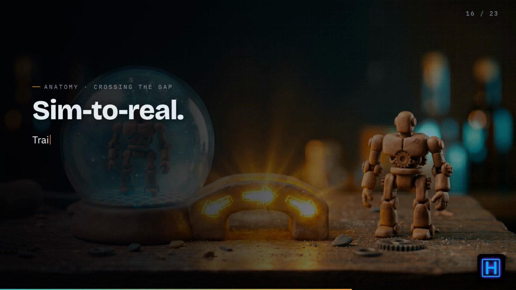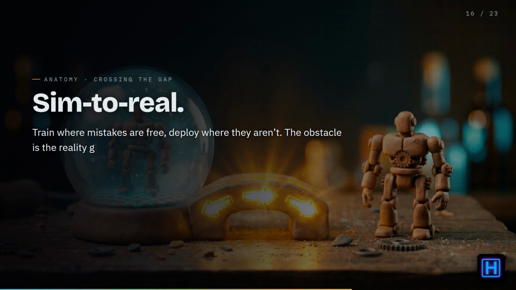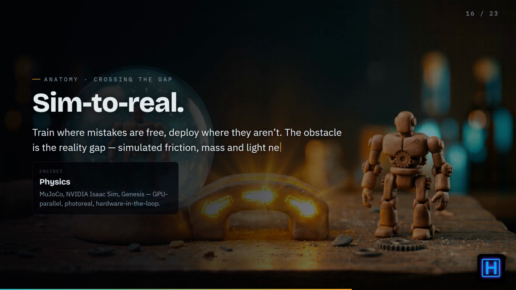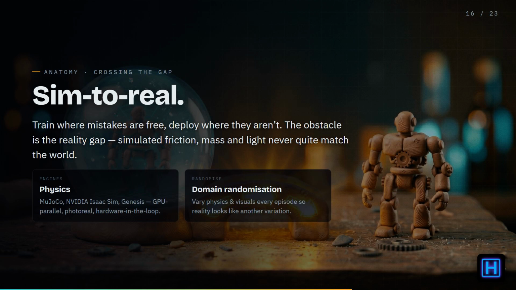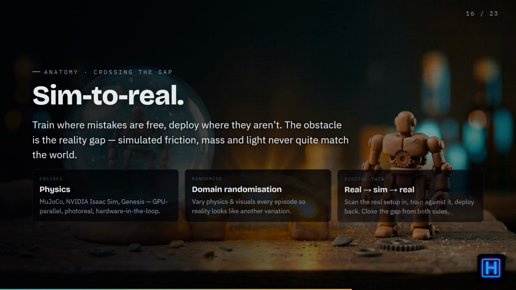Sim to real. Train where mistakes are free, deploy where they aren't. The obstacle is the reality gap. Simulated friction, mass and light never quite match the world. Physics engines: MuJoCo, NVIDIA Isaac Sim, Genesis, GPU parallel, photoreal, hardware in the loop. Domain randomization: vary the physics and visuals every episode, so reality looks like just another variation.